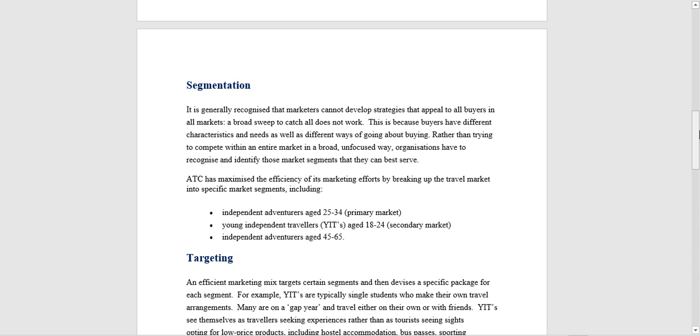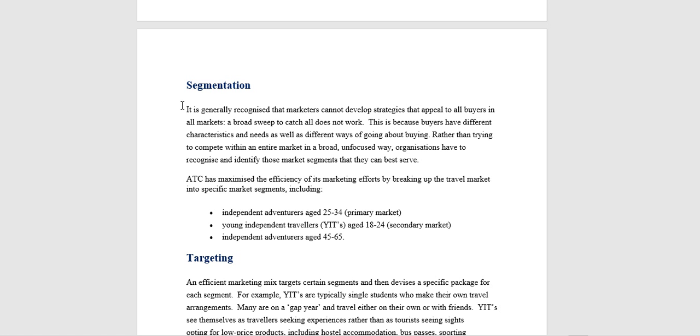Therefore, I have also used some sort of description. You can have a look. I am highlighting it over there. See, it is generally recognized that the marketer cannot develop strategies that appeal to all buyers in all markets. A broad sweep to catch all does not work. This is because buyers have different characteristics and needs, as well as different ways of going about buying.